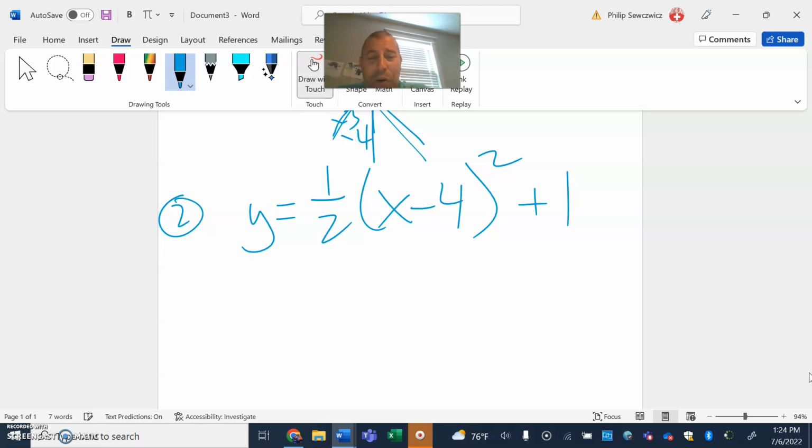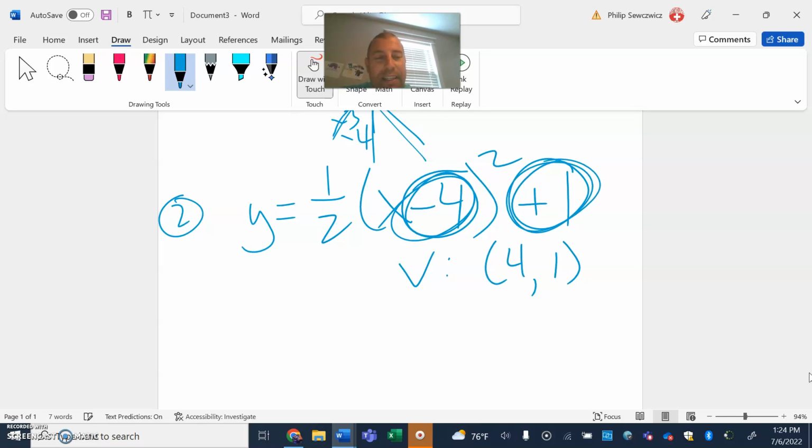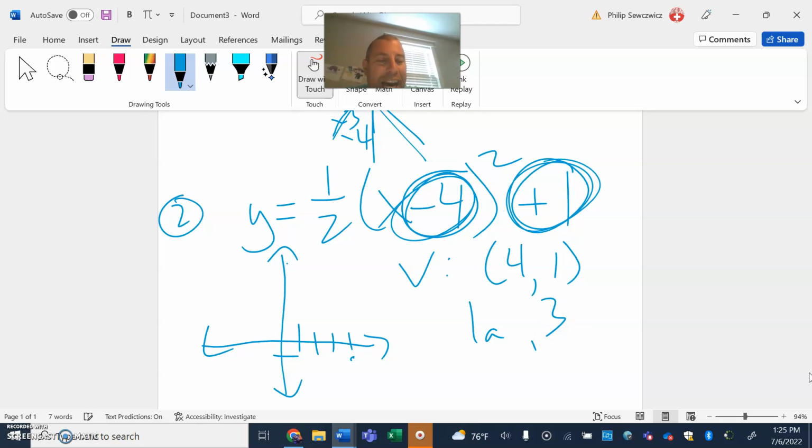All right, so vertex-wise, I'm going to identify here. It's going to be a positive 4 and a positive 1. Again, I'm taking the opposite, and then I'm using this as my x and my y. I'm going to go ahead and get my graph down here. 4, 1, 1, 2, 3, 4, down 1. So there's that vertex. And now I've got my 1a, 3a, and my 5a.